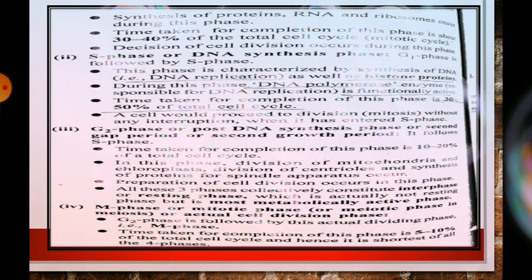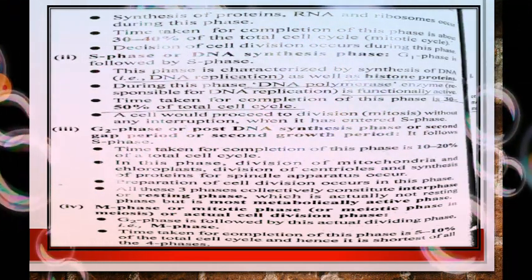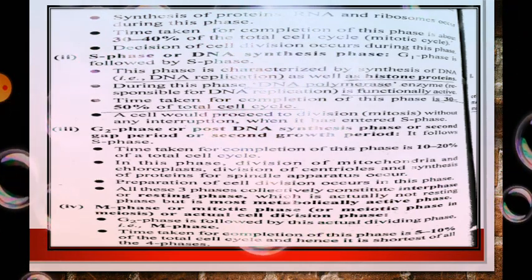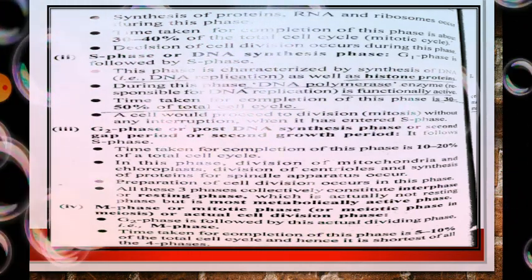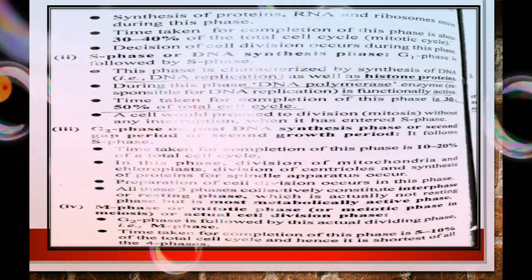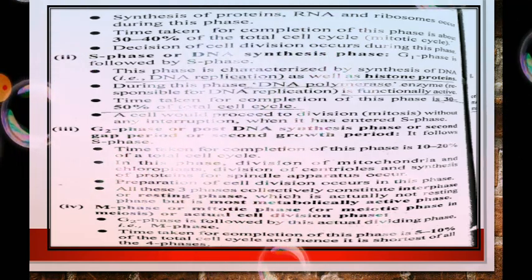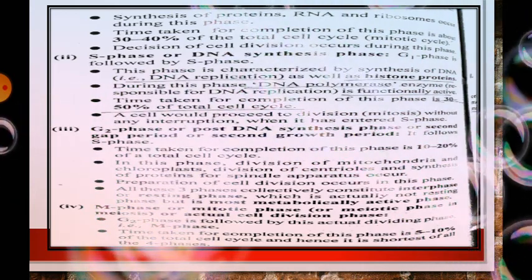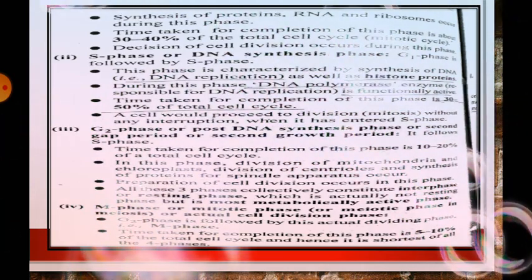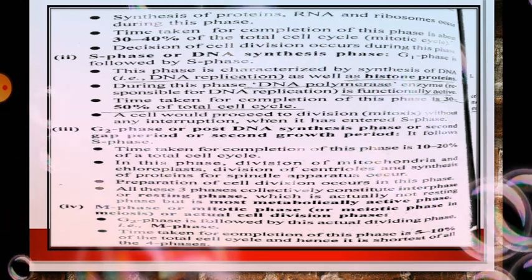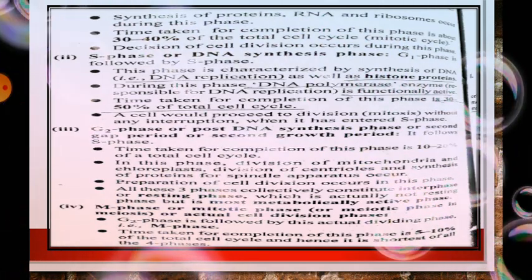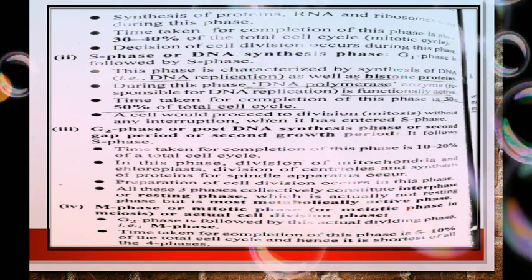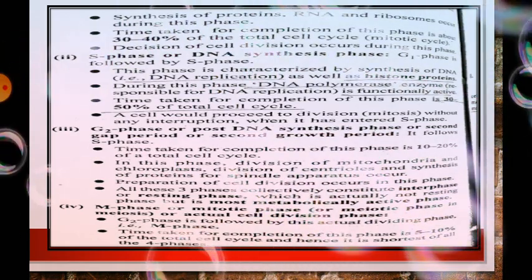It is 30 to 50% of the total cell cycle. The time taken for the completion of the S phase is 30 to 50% of the total cycle. It means it requires 6 hours. The G1 phase requires 12 hours, then we come to the S phase. The S phase requires 6 hours for completion of that cycle. Then we come to the completion of the stage.